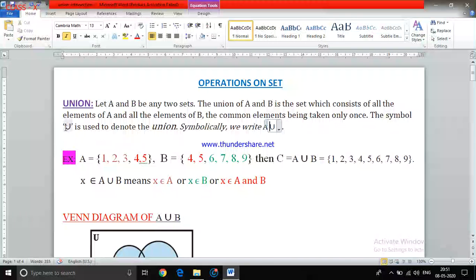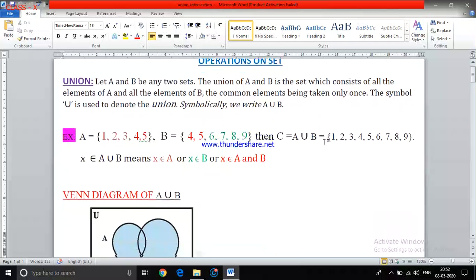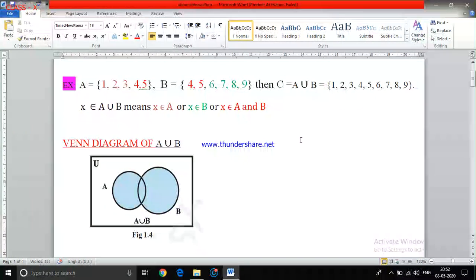And we use this symbol to denote the union. This is how you write A union B: A, a capital letter U, and then B. A union B. Okay, so let's take an example. How do you understand this one, union?